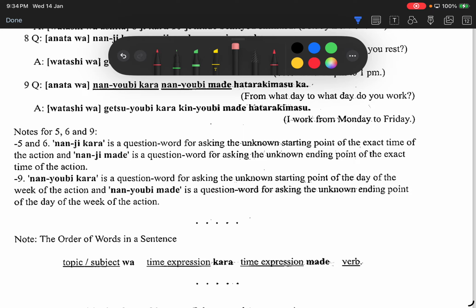Right? We can also use it for, for example, Pokemon evolve. From what to what. Right? Nani kara nani made. So we can use kara made as long as it has the meaning of from until. From what to what, from when to when, from where to where. But we don't have a from why to why, do we? We don't say that, right? From why to why, like which reason why. Doesn't make sense, right?